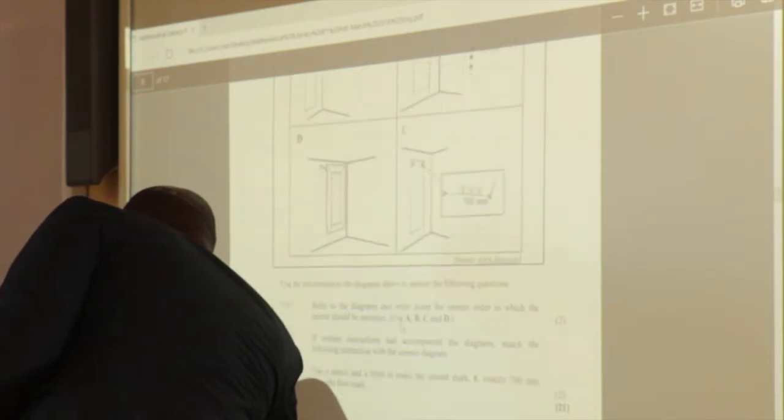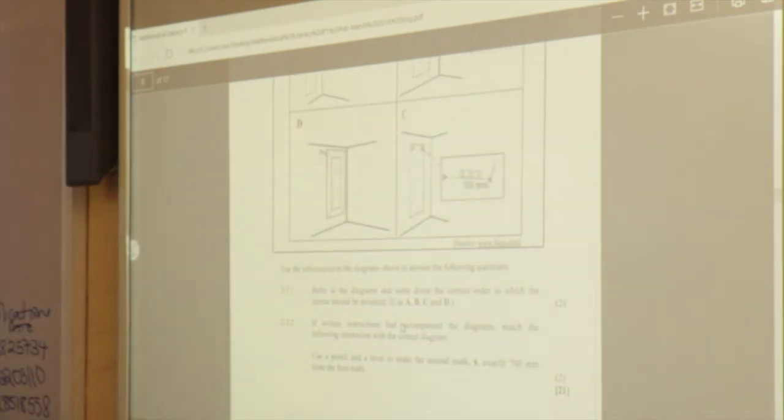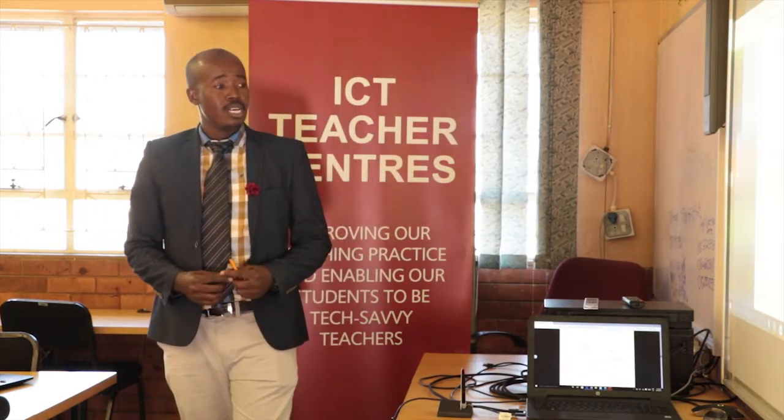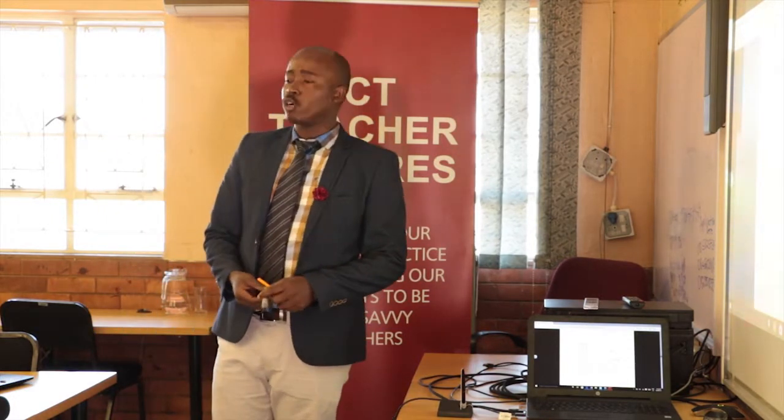Now we're looking at 3.3.2. If written instructions had accompanied the diagrams, match the following instruction with the correct diagram.